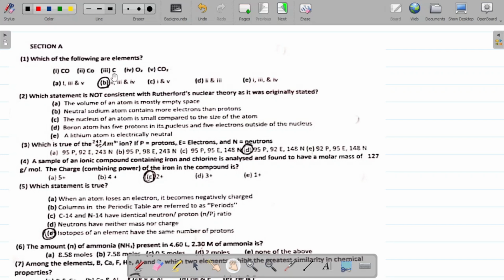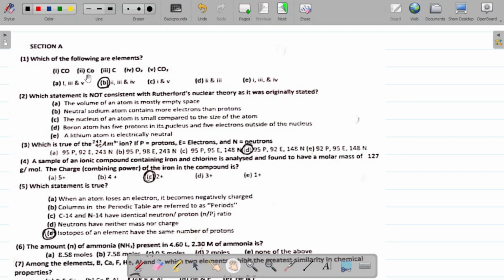C, you have C there, which is what? Carbon. So C, carbon, is also an element. IV, you have O2. O2 is actually a molecule of oxygen, so we can't really call O2 an element. Instead, we'll call it a molecule. Then V, you have CO2. CO2 is carbon dioxide, which is a compound. So the elements you have here are II and III.